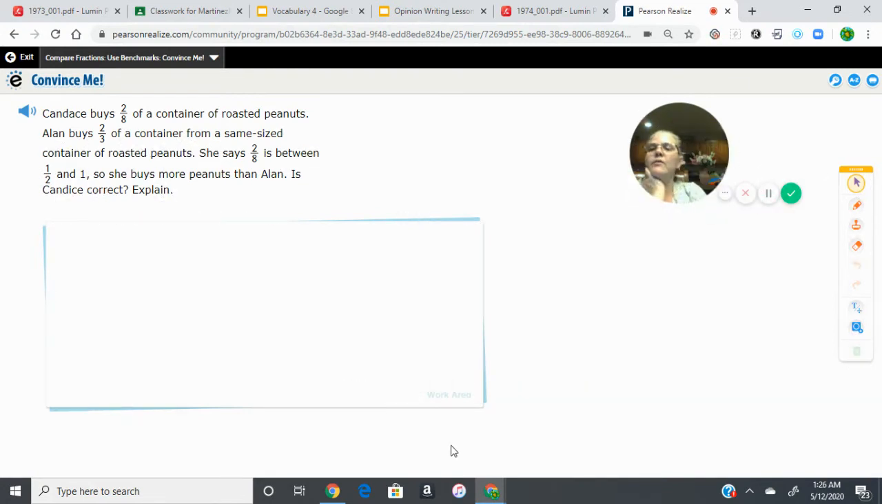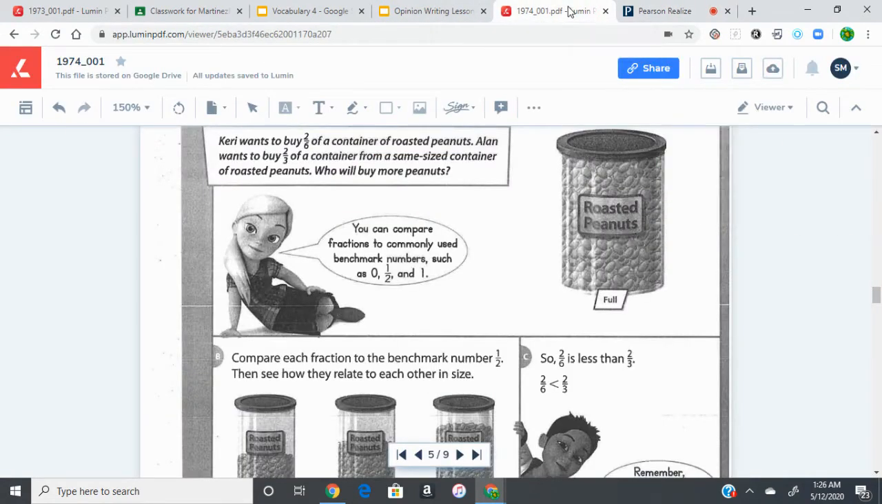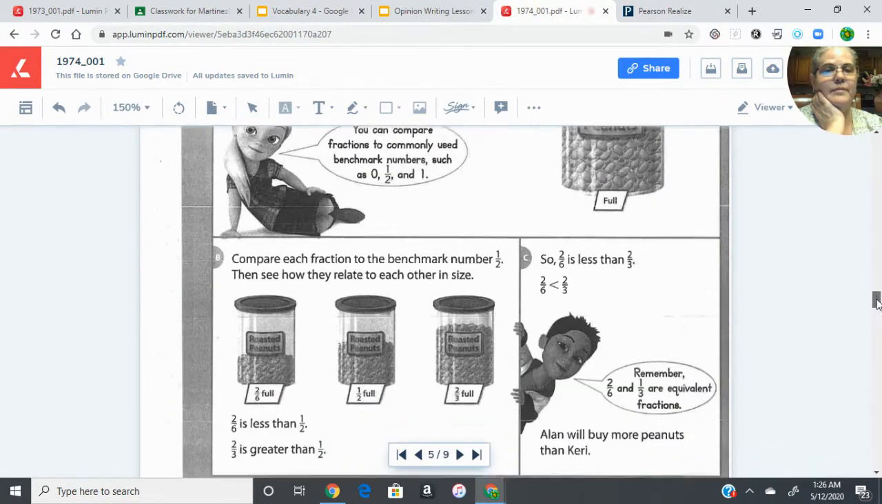All right, so we're talking about Candace believing she bought more peanuts than Alan, that she believes that 2/8 is actually between 1/2 and 1. So what do you think? Thinking about a number line, if we drew a number line across here and broke it up into 8 pieces, and then broke another one into 3 pieces, would they be past 1/2? All right, so I'm going to go back to our little page in our book here where I can type.